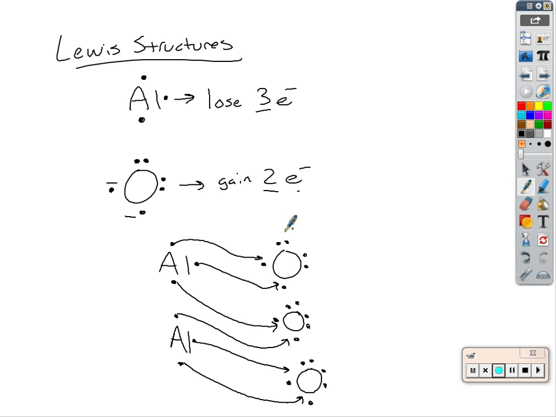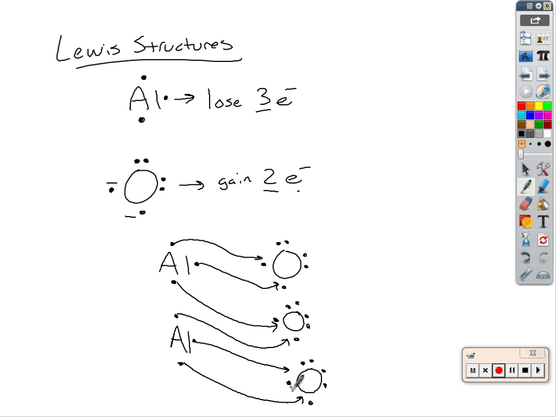Our oxygen atoms all would have 8. 2, 4, 6, 8. 2, 4, 6, 8. 2, 4, 6, 8. All of our oxygens will have the 8 that they need to become stable. Everything satisfied. Octet rule accomplished. That is exactly what would happen in our ionic bonding scenario. It would take 2 aluminums and 3 oxygen atoms to get everybody happy.